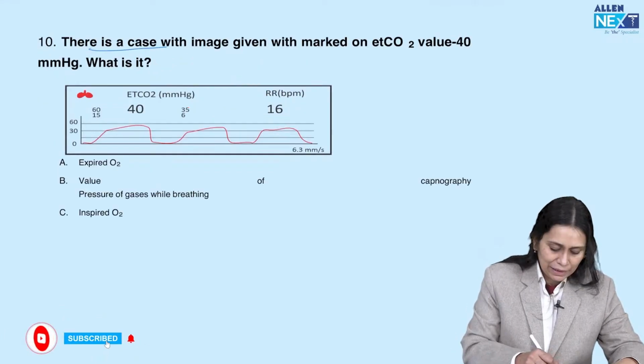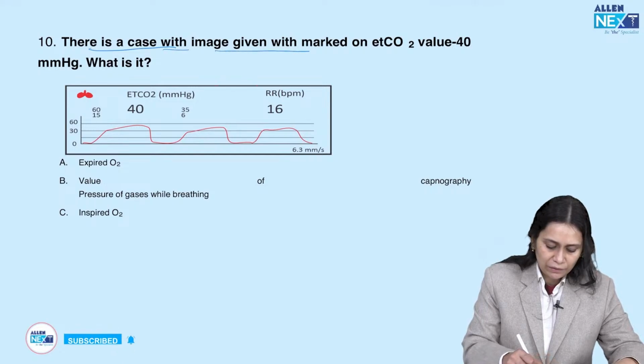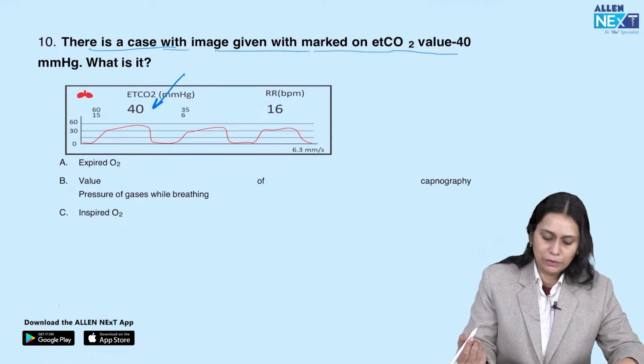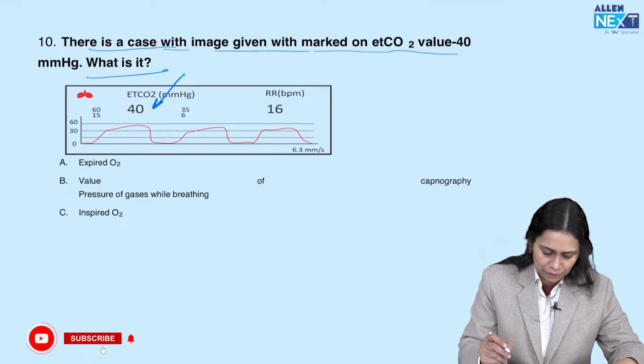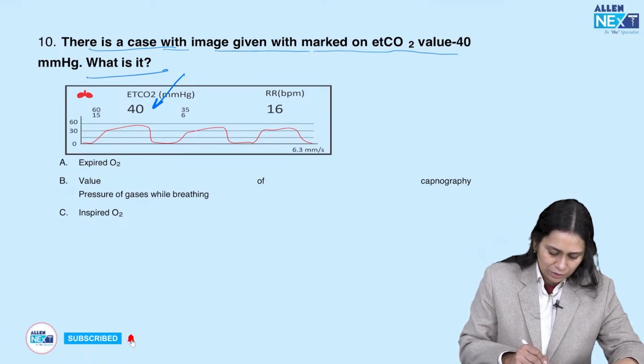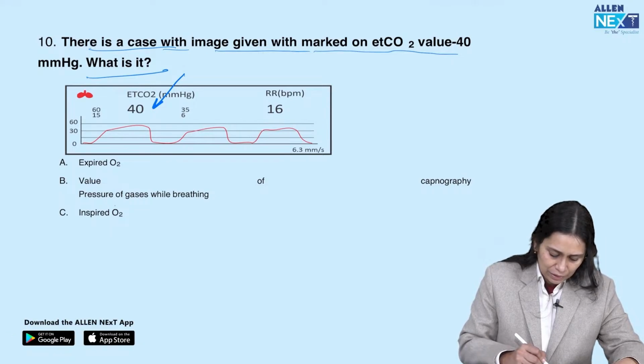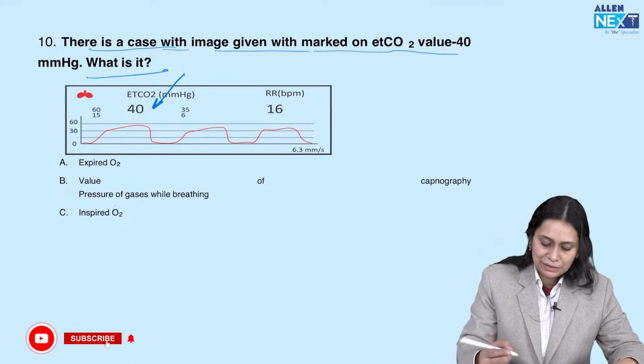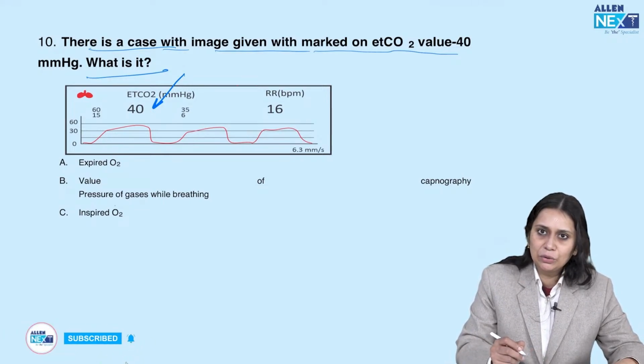Okay, there is a case with an image given, with a marking on the EtCO2 value of 40 mm of Hg. So this is a marking on the EtCO2 value. What does this value represent? Is it expired oxygen, the value of capnography, the pressure of gases while breathing, or inspired O2? What exactly is this value? This is end tidal CO2.